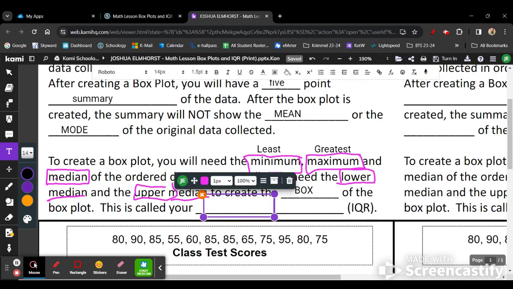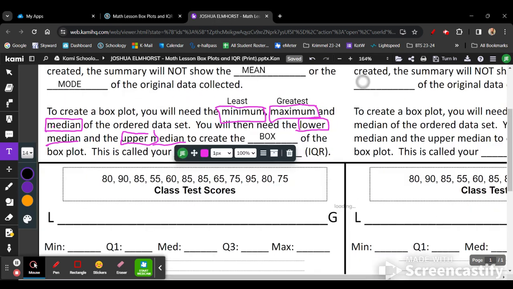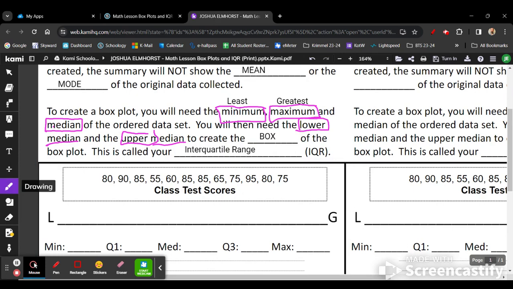And this is called the interquartile range. Another way to look at it is the inside range. You have the outside range, which is all your range, and you're going to have the inside range. So we're going to use most of the skills that we've done already.